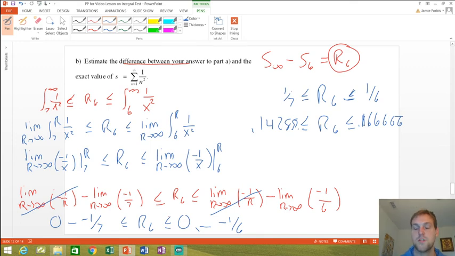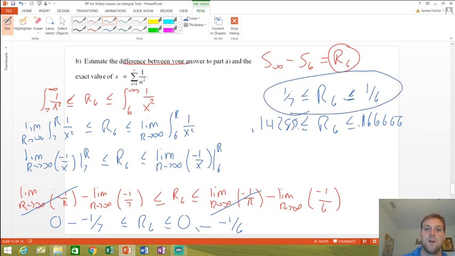So my remainder, I'm only off by like a tenth or 0.2, something close to that. My sum is pretty close to the actual sum. So anyway, there is your answer. That is estimating the difference between your answer in part A and the value of s. We are estimating the difference is between 1/7 and 1/6. My error is between 1/7 and 1/6 off from the actual sum.